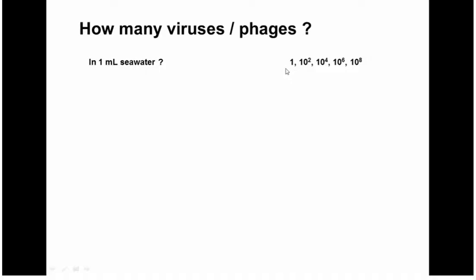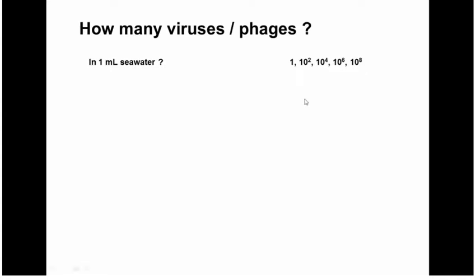Just put your hands up for whatever you think is the right number here. 1 per ml, 100 per ml, 10,000 per ml, 1,000,000 per ml, 100 million per ml. Oh, a few people. The answer is, it depends where you take your sample. In deep seawater out in the middle of the ocean, you'll get about 1,000,000 per ml. But in a coastal environment, which is much more productive with many more bacteria, you'll be talking more like 100 million per ml. If you're swimming at the beach and you take a mouthful, you'll swallow hundreds of millions of bacteriophage. This is the total number of marine viruses, by the way, but most of those will be viruses infecting bacteria.